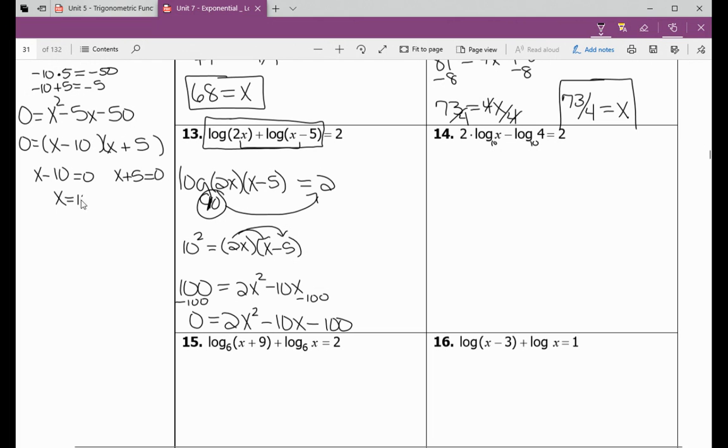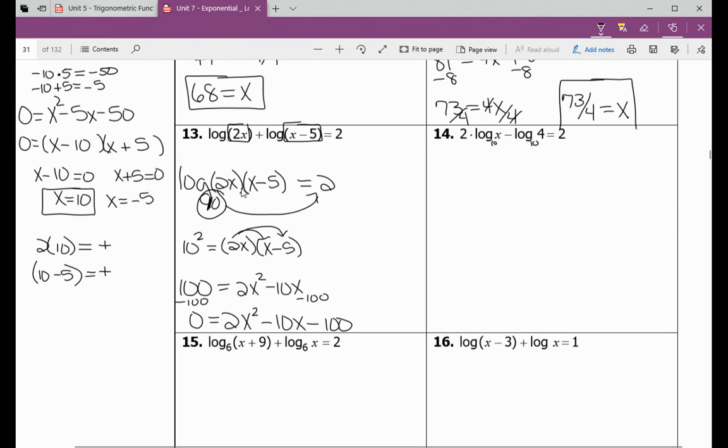So x equals positive 10, x equals negative 5. Then I have to check, can I keep both of those answers? I have to check this value, 2x, and I have to check x minus 5. So when I check 10, 2 times 10, that is a positive outcome. 10 minus 5, that would be for this one. That's also a positive outcome, so I can keep 10.